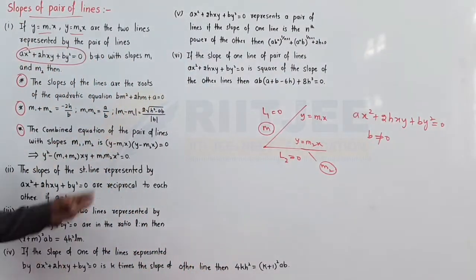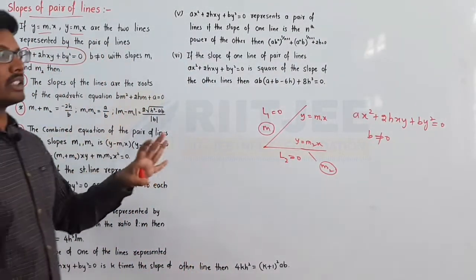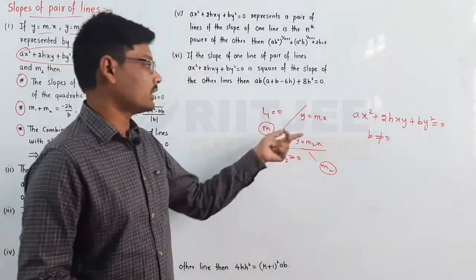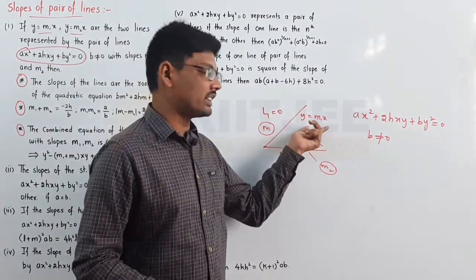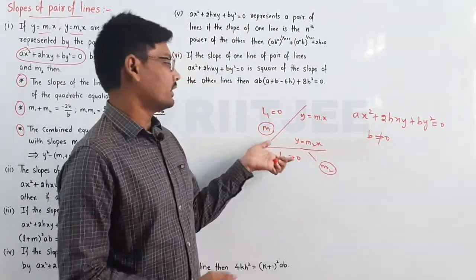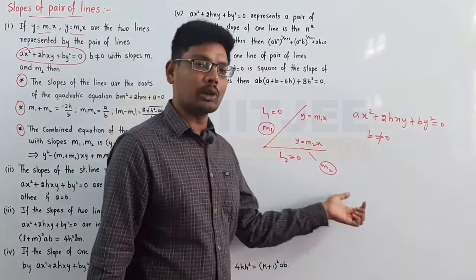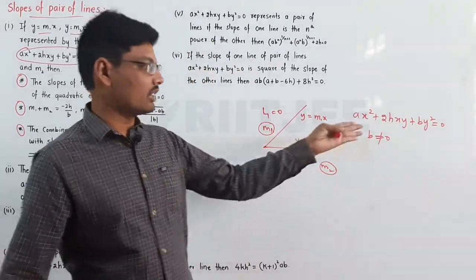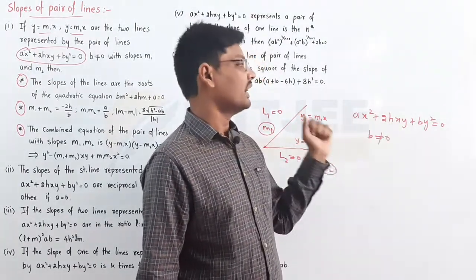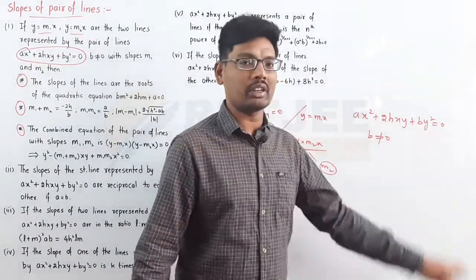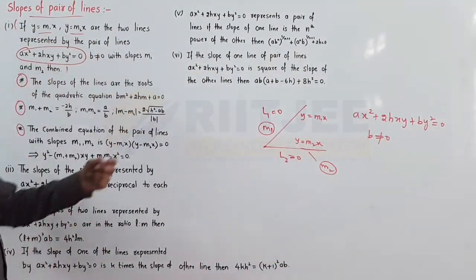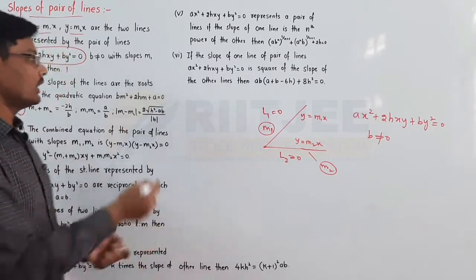Now the first point related to this information, this is the basic information he has provided. Here two straight lines are there. The straight line L1 is equal to 0, that is y is equal to m1x, and the second line y is equal to m2x, having slopes m1 and m2, and the combined equation of the pair of straight lines is ax square plus 2hxy plus by square is equal to 0. This is the information he has given up to here, and according to that information he has given some points.